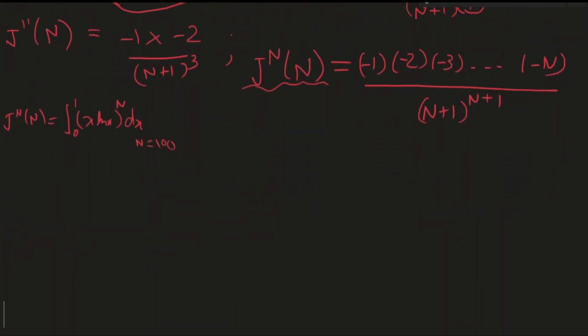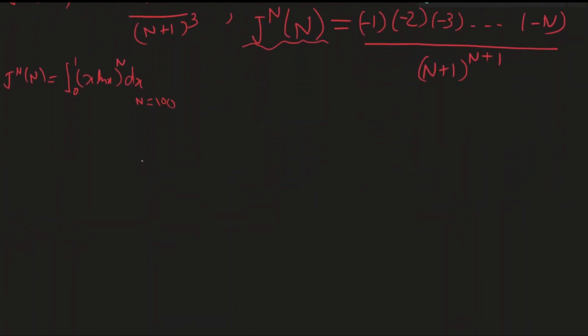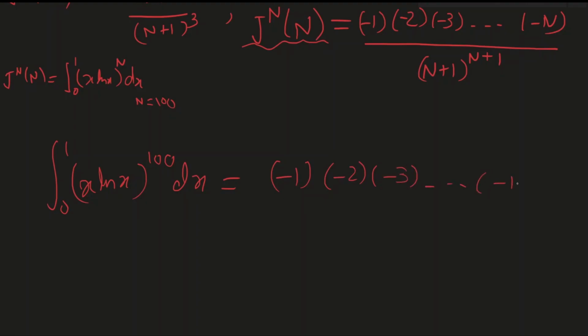Let me add some space here. So that is going to be nothing but the integration of x (ln x)^100 dx, which is going to be nothing but (-1)(-2)(-3)...(-100)/(101)^101. So I have substituted n equal to 100 in this formula, right?